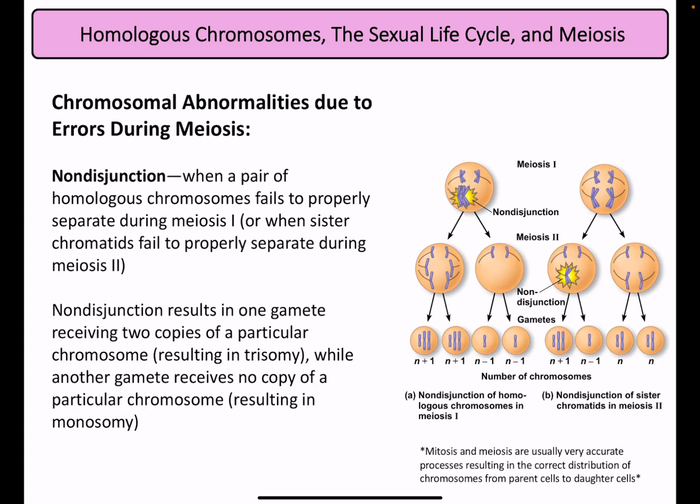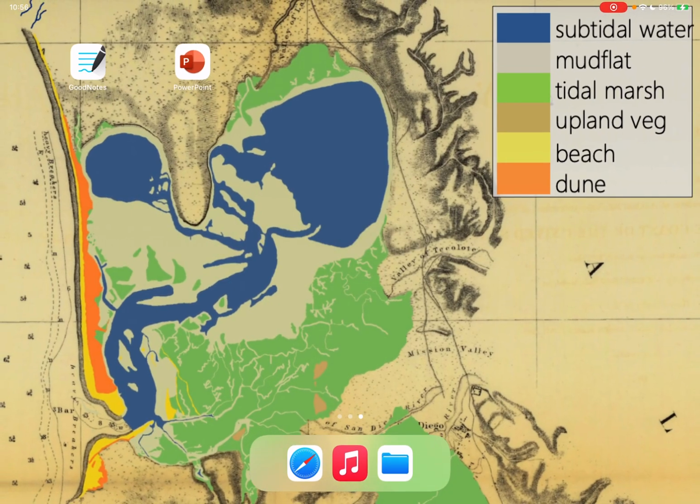Lastly here, we're going to talk about potential errors during meiosis. What could go wrong? Now, an error during meiosis is known as non-disjunction. And it is the failure of a pair of homologous chromosomes to separate from one another during anaphase of meiosis 1. So let me go back to my drawing.